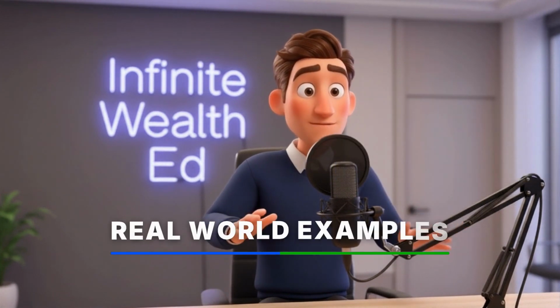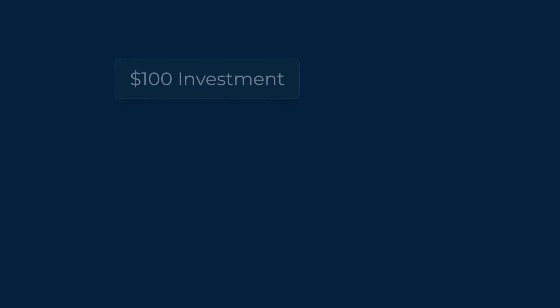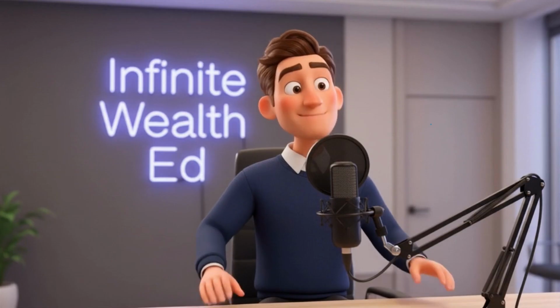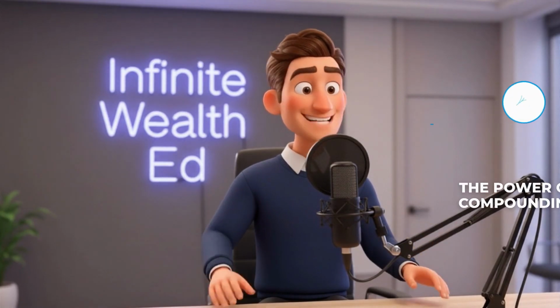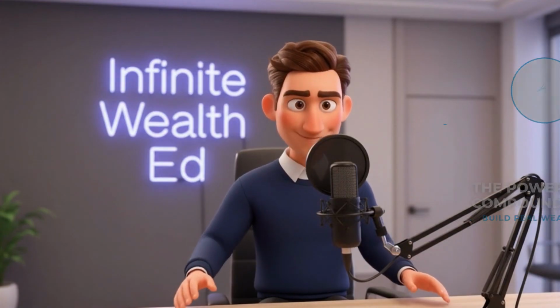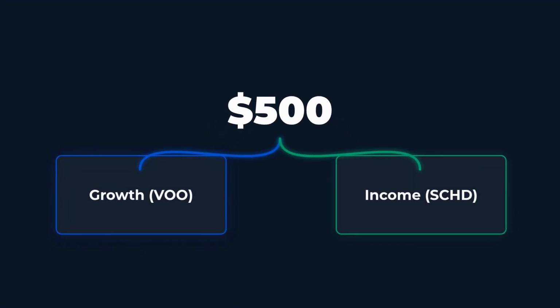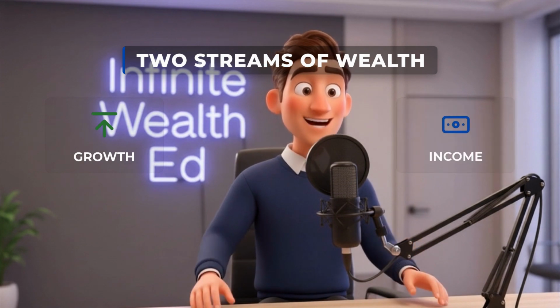Now let's make this real with a few simple examples. Let's say you start with $100 and invest into a dividend ETF like SCHD. At a 3 to 4% yield, you might earn around $3 to $4 per year in dividends to start. That might not sound like much, but when you keep investing and reinvesting those dividends, that's where compounding starts to build real wealth. Now let's say you invest $500 every month. You might split that between a growth ETF like VOO and a dividend ETF like SCHD. Now you're building two things at once, growth from the market and income from dividends.